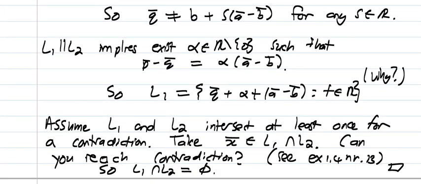All right. Now, assume that the two lines intersect at least once, for a contradiction. So at the heart of the proof, it is a proof by contradiction. So if the two lines have at least one point in common, give that point a name. Let's call it point x, vector x. So vector x is sitting in the intersection of line 1 and line 2. Now, can you reach a contradiction? If you get stuck, have a look at exercise 1.4, number 13. Because we reach a contradiction, it means that the assumption that the two lines have at least one point in common is false. What does it mean? It means that the two lines do not intersect. So the intersection of the two lines is the empty set.